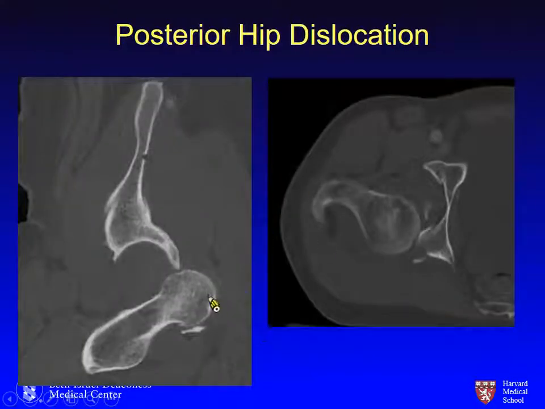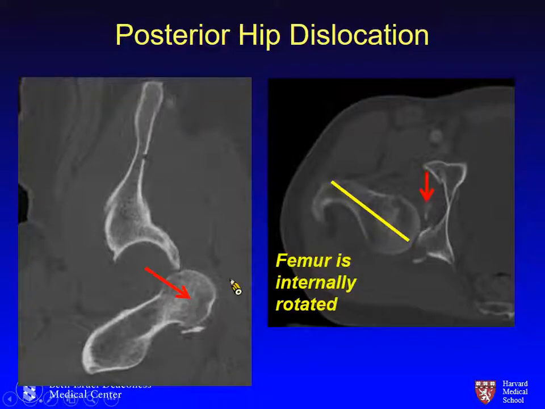So here on the CT, we can see that the femoral head is dislocated posteriorly, and then this internal rotation of that femur. And in this case, it's also important to point out that there's a loose body in the joint, and that can prevent relocation of the hip.